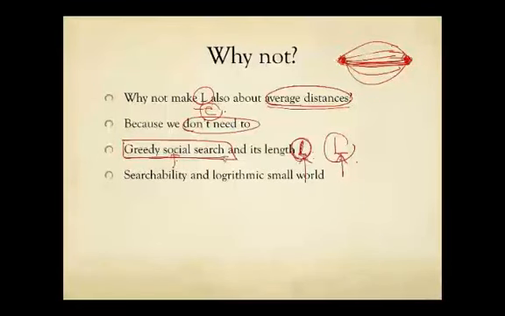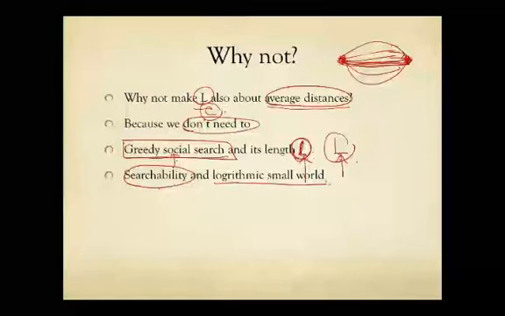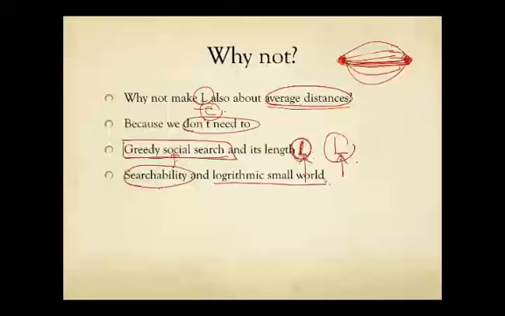The question is, is that true? Well, it turns out that is true, as observed in many cases. Now the question is, how can we reverse engineer that searchability result? In other words, how can we have an explanatory model to generate an algorithmic small world?